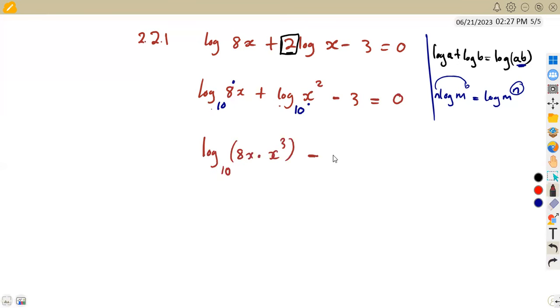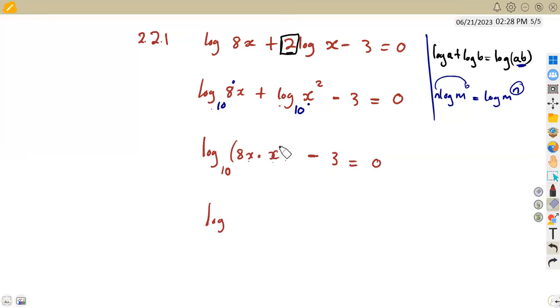This 3 is not a log, so we are just going to subtract it and equate to 0. We multiply 8 by x to the exponent of 3, that is going to give us x. This is 2, not a 3. I rushed here. This is still a 2.